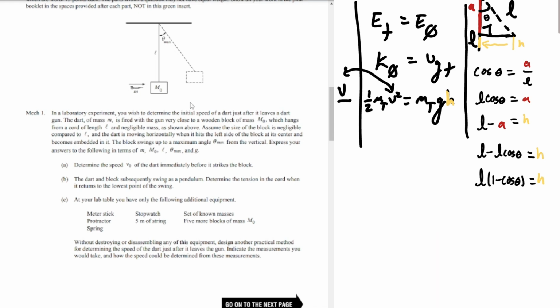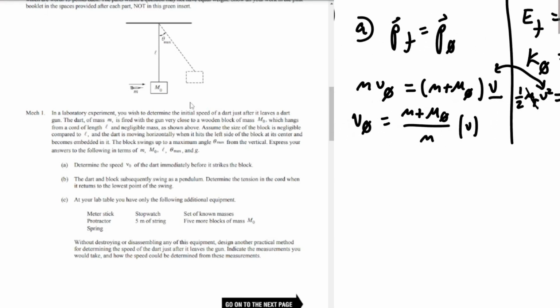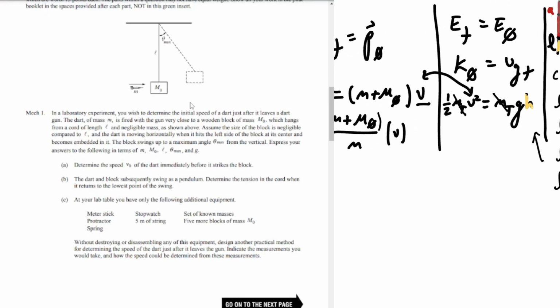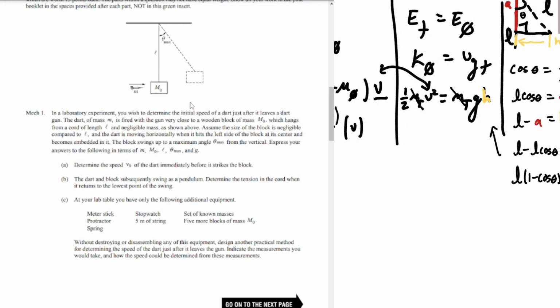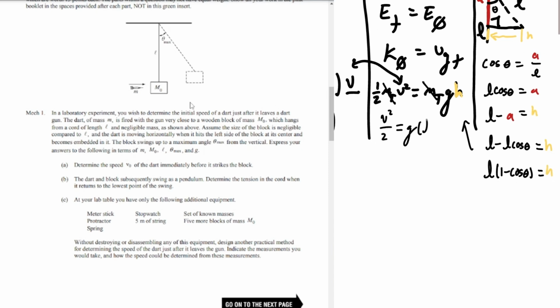So now I'm going to go back to my equation up here and sub in H, but first I'm going to cancel these MTs. MT is just the mass total, the total mass of the system, which is this M plus M naught, right? But they're on both sides, so I can just cancel it. So I get V squared over 2 is equal to G, and remember H was L times 1 minus cos theta, so G L times 1 minus cos theta. And now I'm getting closer to V in terms of what I'm allowed to use: M naught, L, theta max, and G.